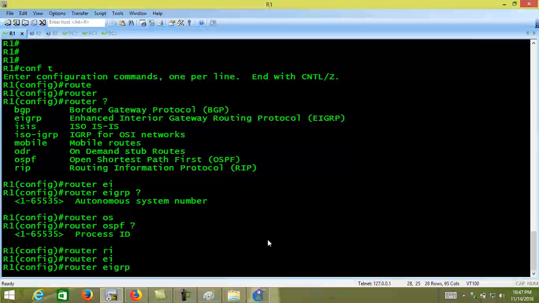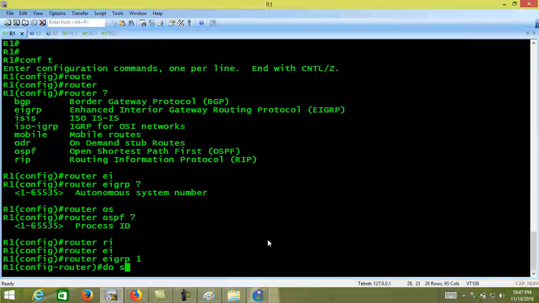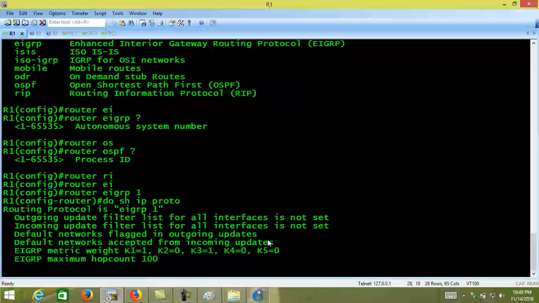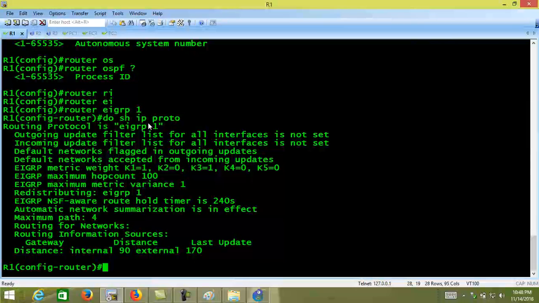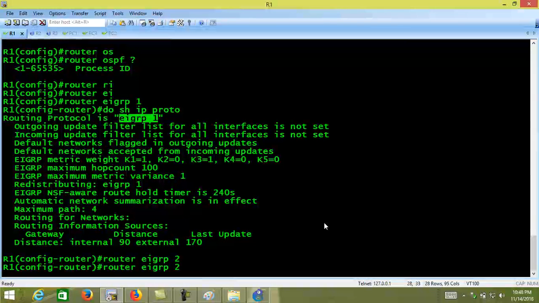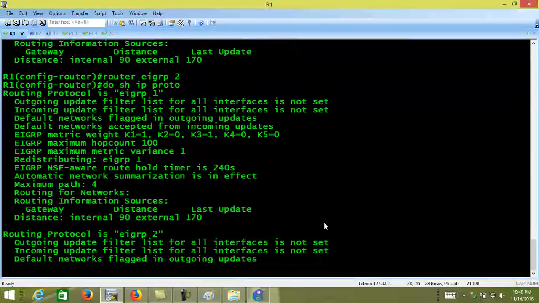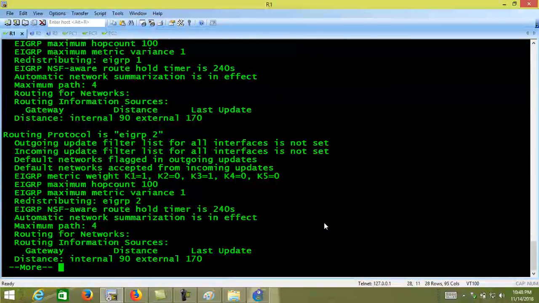What I mean by that is if we hit enter and do show ip protocol, using the do command, I should have exited to execute the show command, but from there I can just use the do command. You can see that the routing protocol or the instance of the daemon that is running is EIGRP 1. You can be crazy and turn on several daemons. If you type do show ip protocol, you see now we have 2 routing instances going.